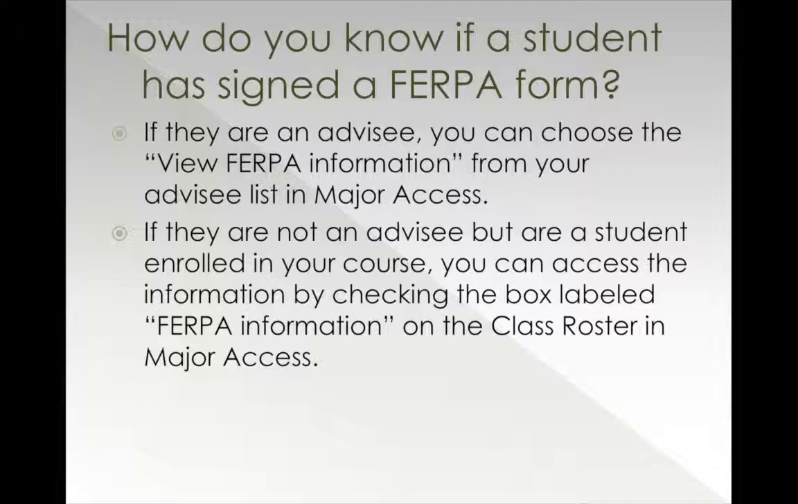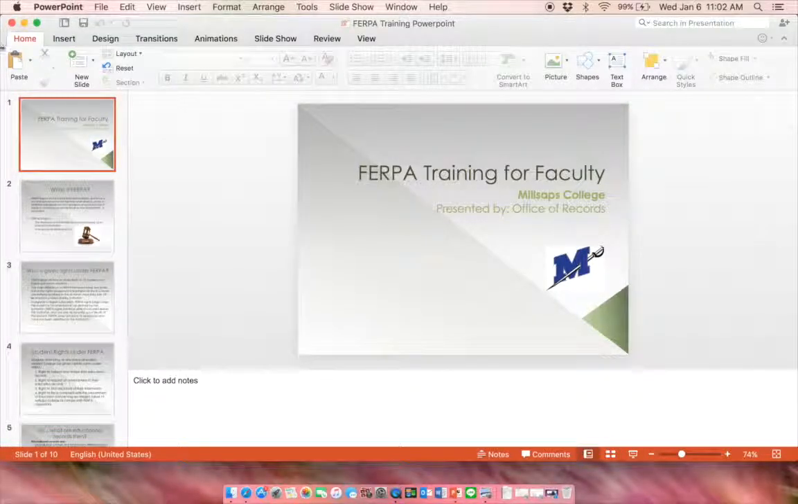So as a faculty member, how do you know if a student has signed a FERPA form? Well, you'll go to Major Access. Let me show you how. There are two ways you can view FERPA information: based on your advisee list, or on the class roster. So let's go ahead and go to Major Access and see how that works.